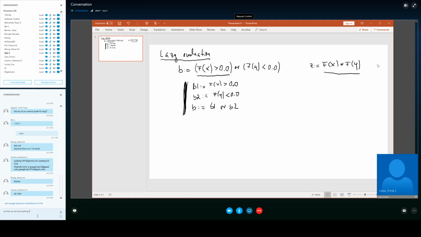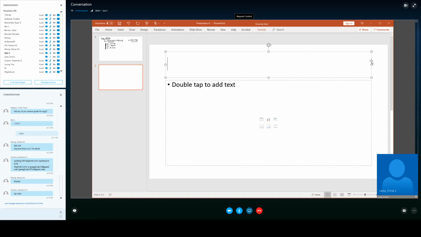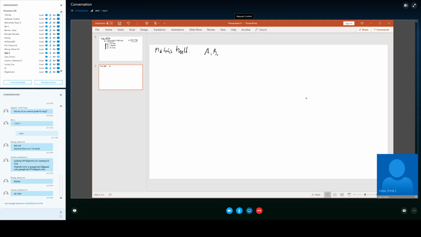Okay, so then I will go to another topic, the second topic that we're going to do today, and that is matrix multiplication. So we have three n by n matrices, A, B, C. They're n by n matrices, and we want to do C is A times B.